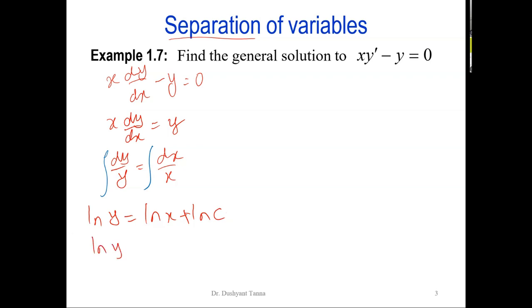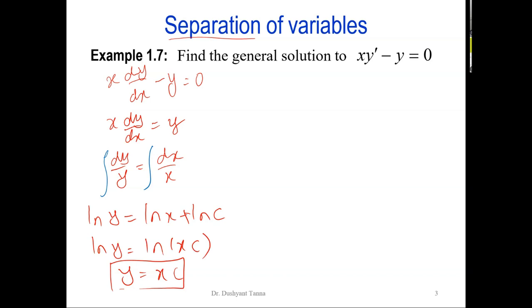Now, by the property of ln, you can combine x and c, and therefore y is equal to xc. So that's the solution of the given equation. That's it. It doesn't have any initial condition, so a particular solution is not possible.